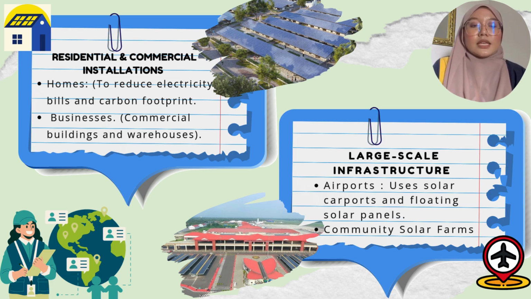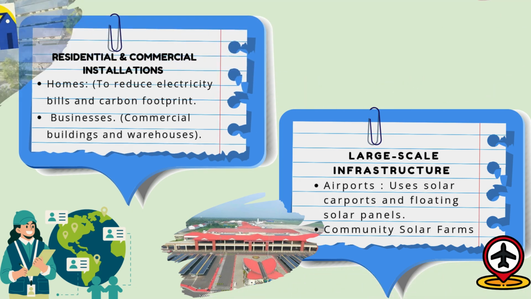Example number 2 is large-scale infrastructure. For example, airports. Kochi International Airport in India is the world's first fully solar-powered airport. Its solar plants generate more electricity than the airport consumes, with surplus energy fed into the grid. The airport also uses solar carports and floating solar panels, and is developing a green hydrogen plant powered by solar energy.